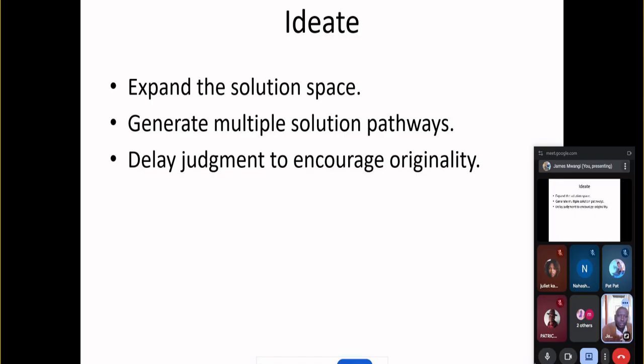The next stage is you ideate. To ideate is to expand the solution space. So you come up with several ideas to solve that problem. So you expand the solution space by generating multiple solution pathways. Then you delay judgment to encourage originality. That's when you delay judgment, that's when we say you are objective, not subjective. Okay? You delay judgment to encourage originality.